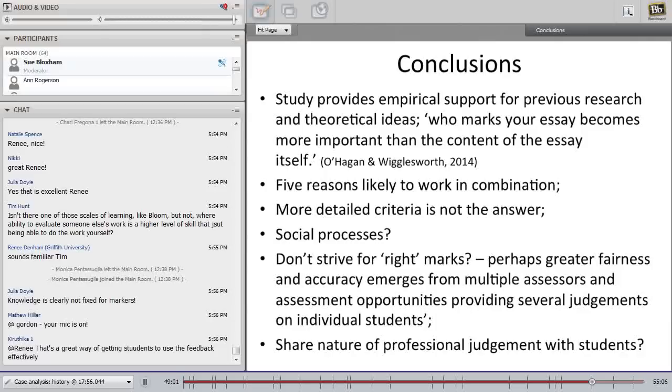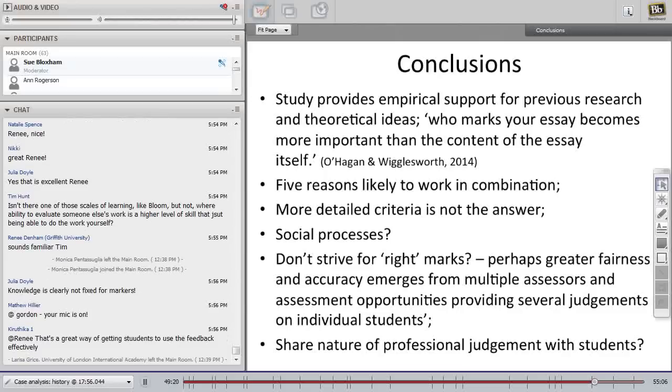So I'll just conclude, and then we'll see if anybody wants to have a look at what people are saying. I think this study provides empirical support for the previous research, and as O'Hagan and Wigglesworth said, who marks your essay can become more important than the content of the essay itself. I think that's a bit scary, but again, I have some faith in the fact that students have many, many different markers and many different assignments.